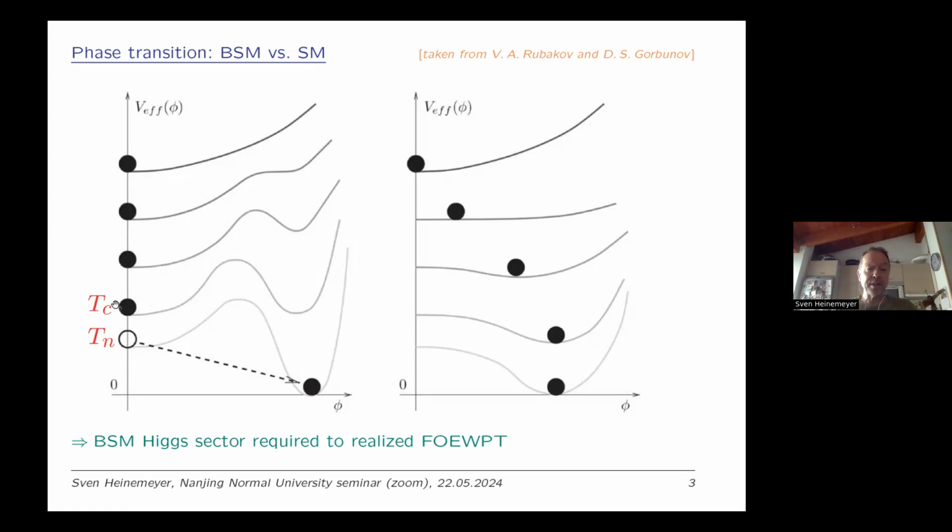I will make the distinction between Tc and Tn several times later. You will see this. Tc is where they are equal, and Tn is where the tunneling actually takes place. As I said, a BSM Higgs sector is required to realize the first-order electroweak phase transition.